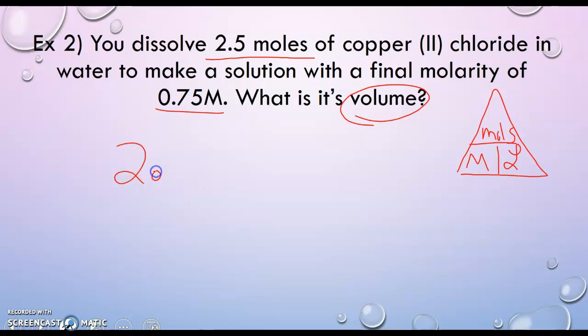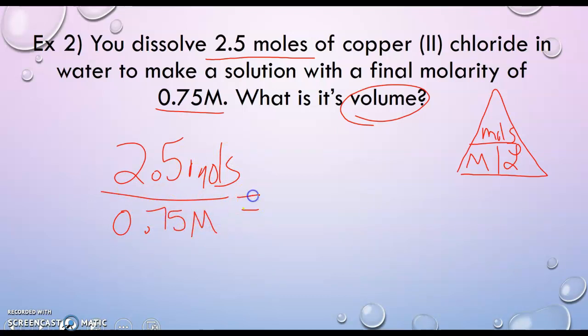So 2.5 moles divided by 0.75 molarity. Okay, divide those two numbers. Sig figs looks like it's 2 in both cases. So 3.3. Now what are our units? We're solving for volume, and looking at our triangle, volume is liters.